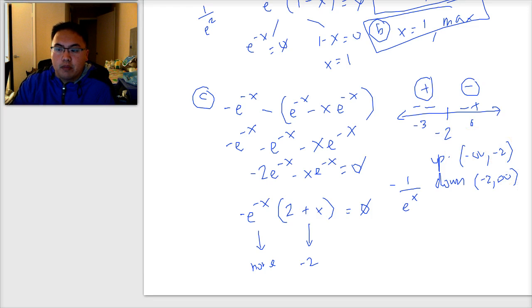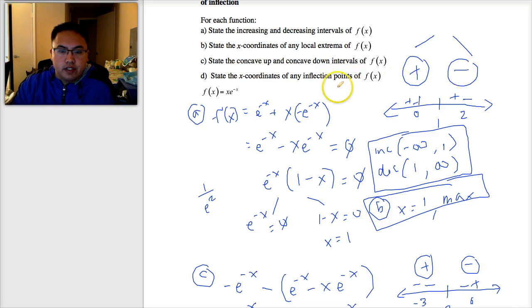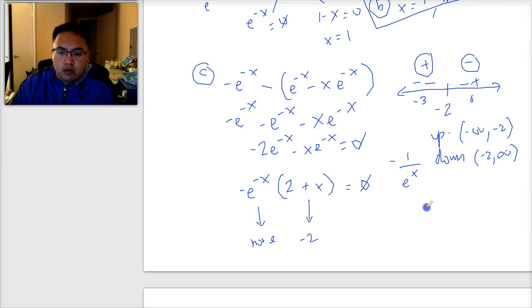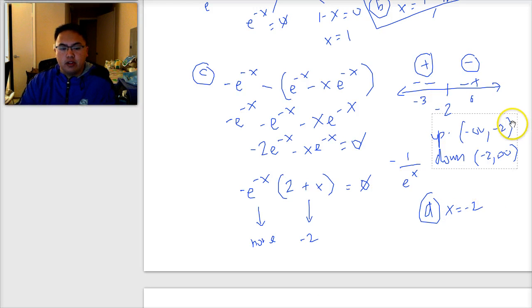And then where it says, where are my points of inflection? State the x-coordinates of any points of inflection. In this case, I don't have to say if it's a max or min. I just want the point of inflection. Well, the point of inflection is right here. So this is a little bit of a review. I think you guys remember it or understand it.